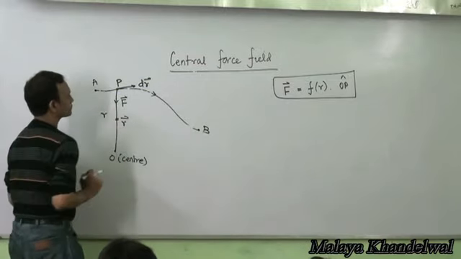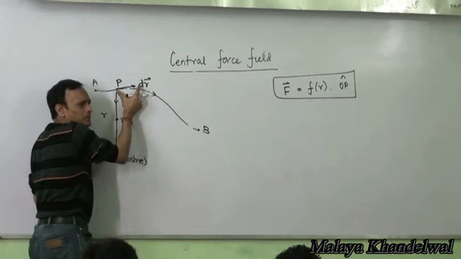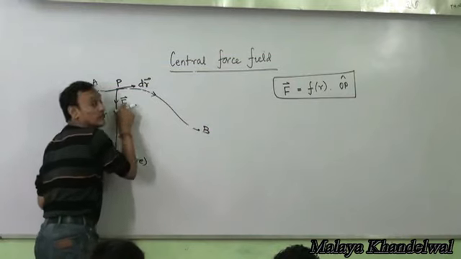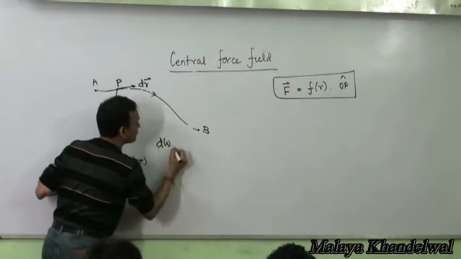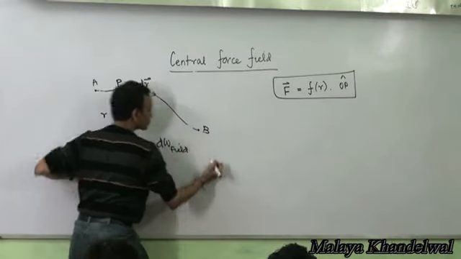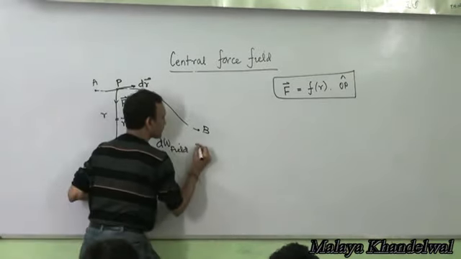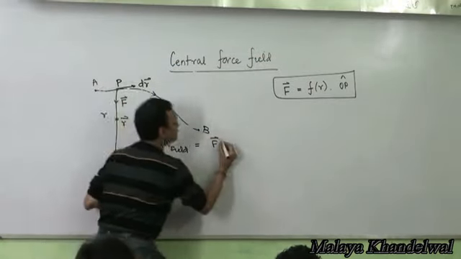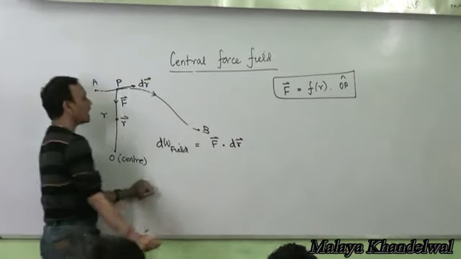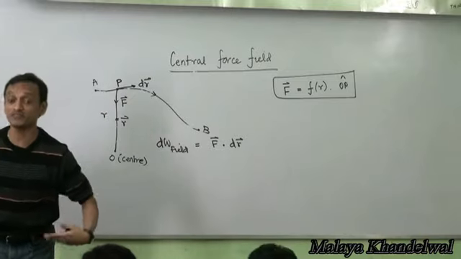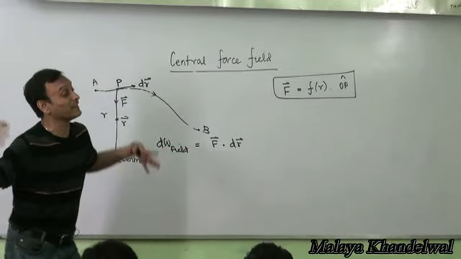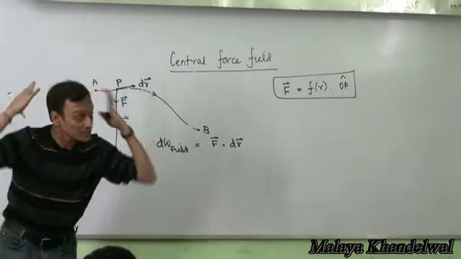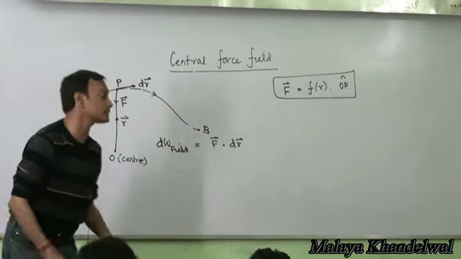But whatever it be, for an infinitesimally small displacement along the trajectory, the work done by the force of the field, this F being the force of the field, would be the force dot the displacement, because for this very small displacement, the force vector remains practically constant. So the work done by the force is going to be F dot dr. That's the work done by the force of the field, which is referred to as the work done by the field, right?